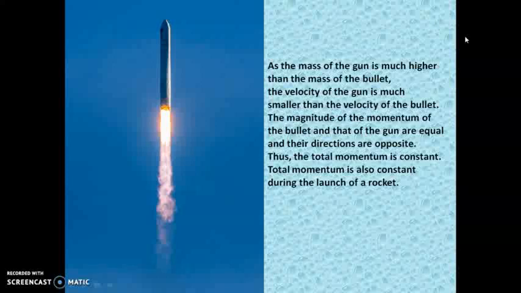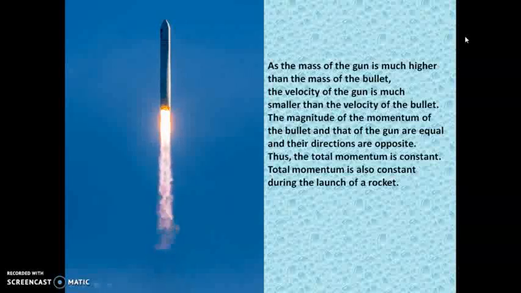The mass of the gun is much higher than the mass of the bullet. This we know: the gun is bigger, the bullet is smaller. The velocity of the gun is much smaller than the velocity of the bullet. Okay, so mass is higher, velocity is smaller. The magnitude of the momentum of the bullet and that of the gun are equal and their directions are opposite. Okay, so their magnitudes are equal and their directions are opposite. So the total momentum remains constant.